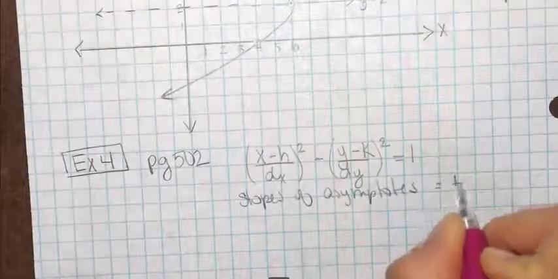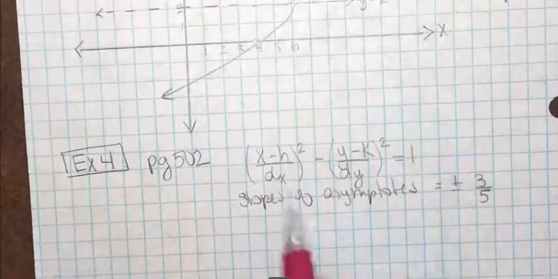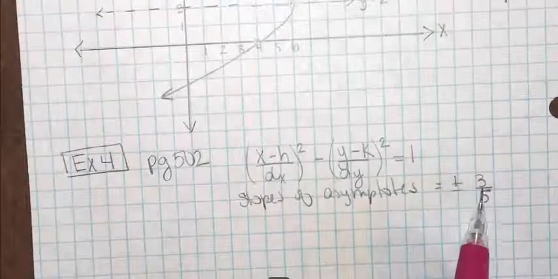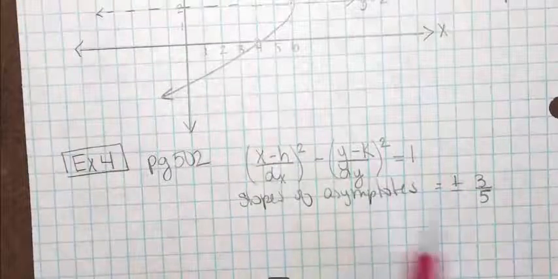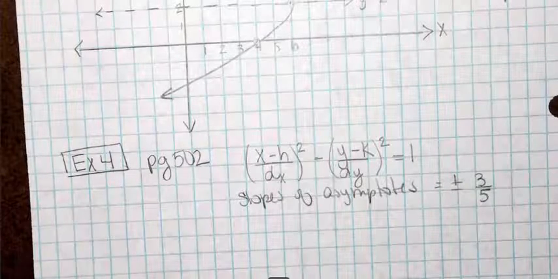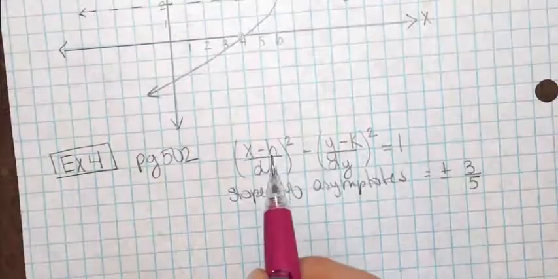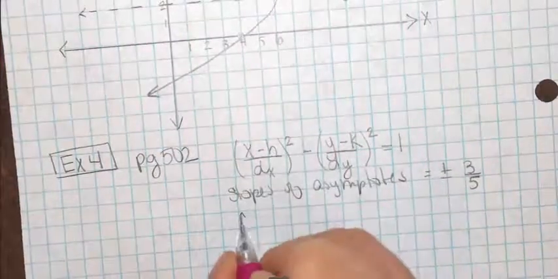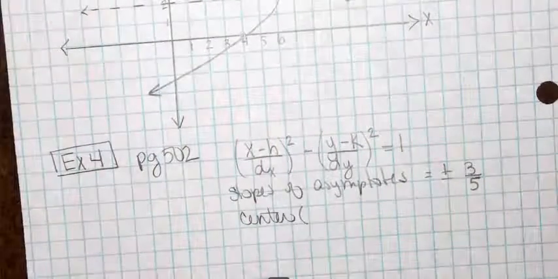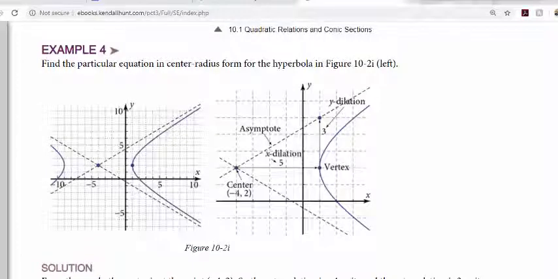So that's going to help us with putting in, for d sub y, it's going to be 3, and for d sub x, it's going to be 5. Okay, the other thing I'm going to need to know here is my center, because my center is located at (h, k), right? So let's figure out my center. I think we figured that out last time when we were looking at it. But my center appears to be (-4, 2). Yep.